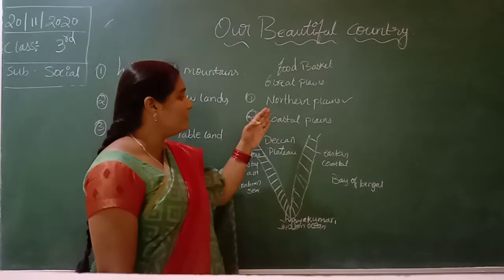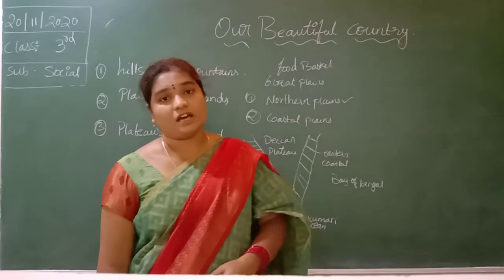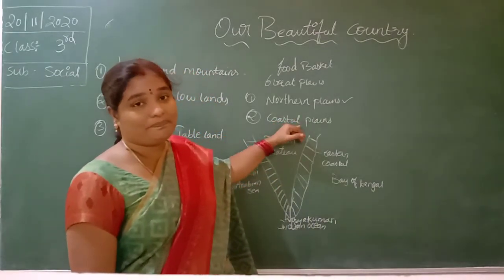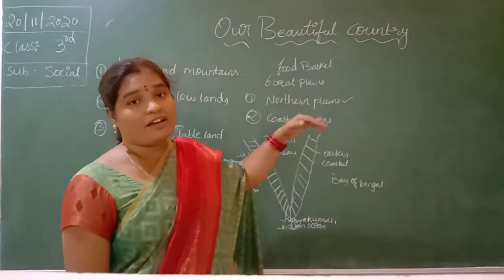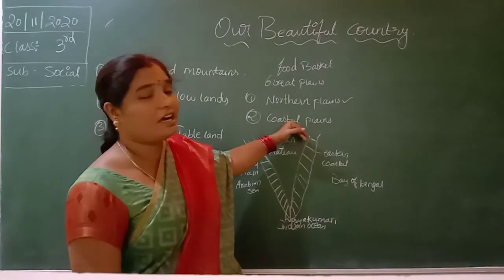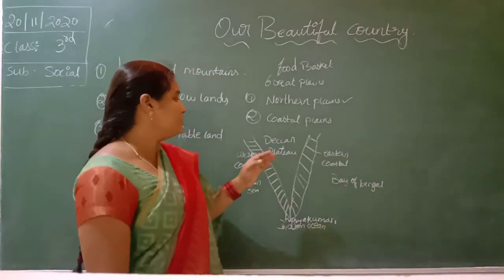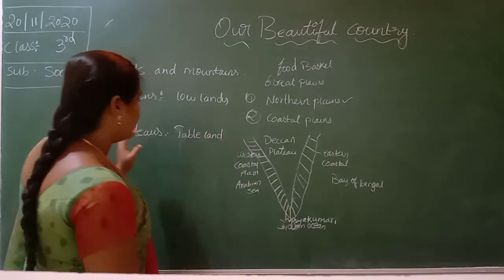In the northern plains, the summers are hot and the winters are cold. In the coastal plains, the summers are neither hot nor cold, and the winters are also neither hot nor cold. The Deccan Plateau is covered by hills and mountains.